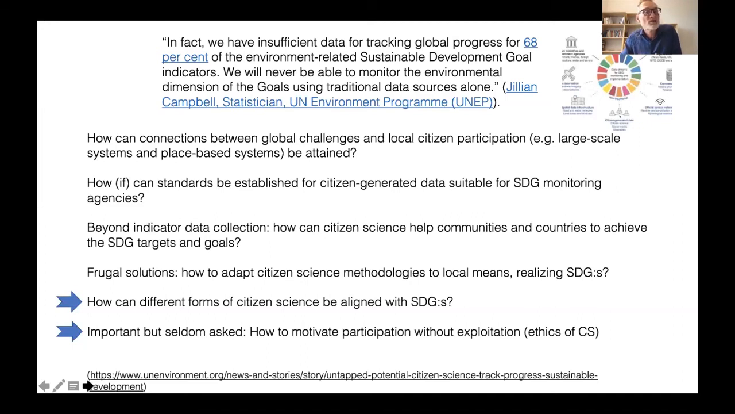But the question is then, how can connections between global challenges and local citizen participation, that is these large-scale systems and place-based systems, be attained? How or if can standards be established for citizen-generated data suitable for SDG monitoring agencies? And I think the two very important questions are these. How can different forms of citizen science be aligned with SDGs? Or is it just the first form that is suitable for this? And the very important but seldom asked question, how to motivate participation without exploitation of concerned communities then, which is then the ethics of citizen science.